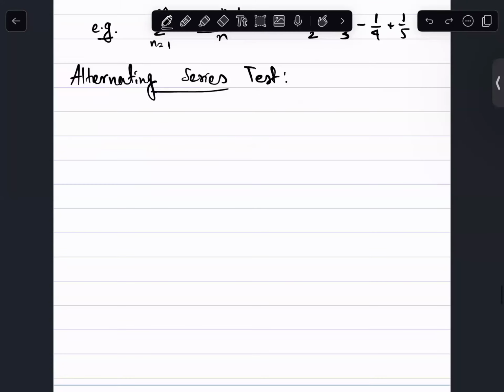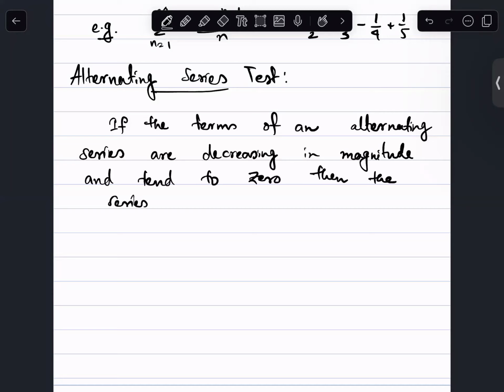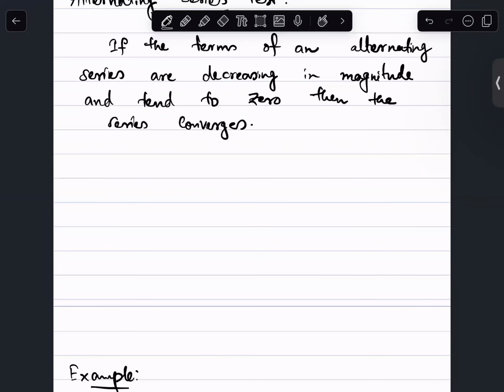So if the terms of an alternating series are decreasing in magnitude and tend to 0, then the series converges.